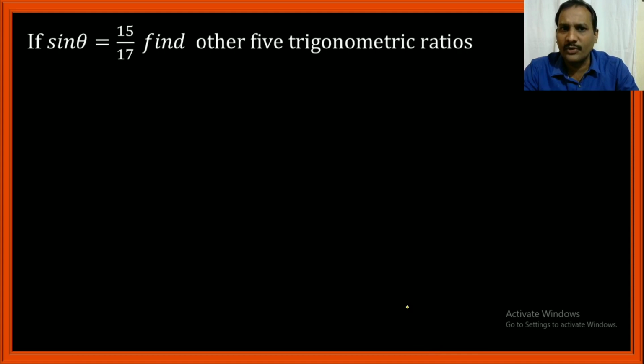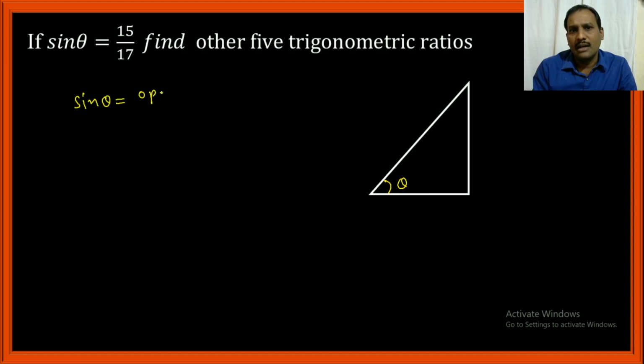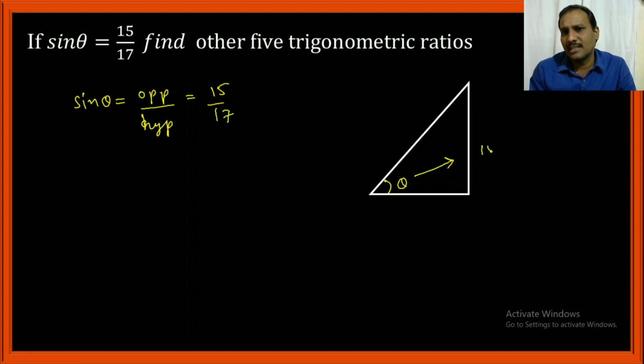Next. If sin theta is equal to 15 by 17, find the other 5 trigonometric ratios. So take the right angled triangle, let this angle be theta, and sin theta is defined as opposite side by hypotenuse. That is 15 by 17, that is given. So that means you can take the opposite side as 15 and the hypotenuse as 17. So what is missing here? The adjacent side is missing.